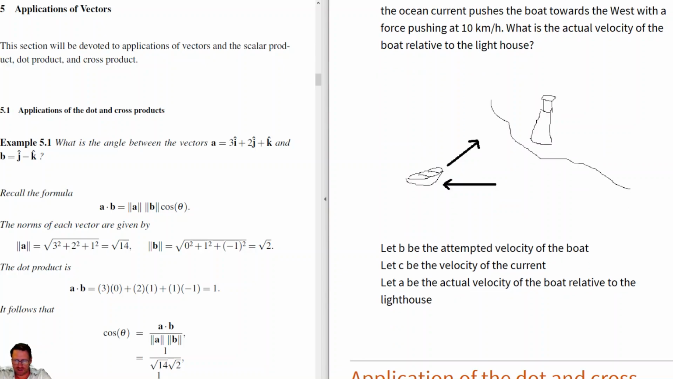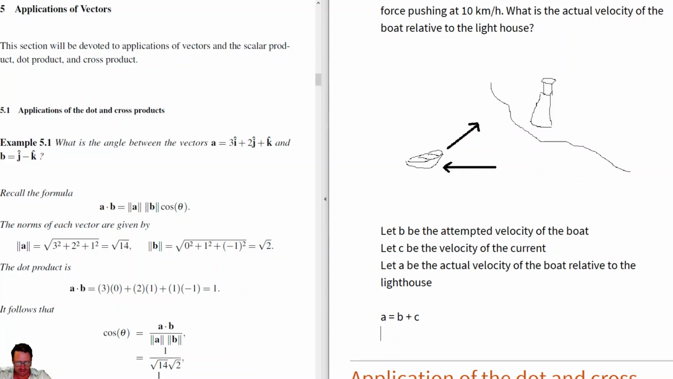Okay, and so now we have the fact that the two velocity vectors should add up. So we should have A, the actual velocity relative to the lighthouse, is equal to what the boat is attempting to do, plus what the water current does. If we set out these vectors, we've got to find the components of the vector B.